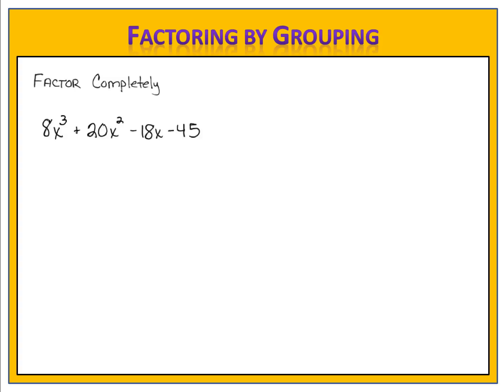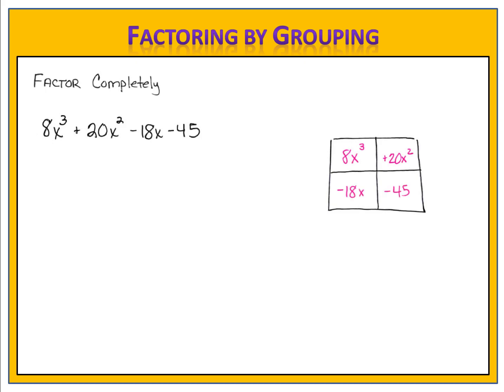Suppose we want to factor the polynomial 8x to the third plus 20x squared minus 18x minus 45. We have a four-term polynomial and we can use factoring by grouping. We begin by drawing the 2x2 grid and writing each of the terms in the grid. Now that we've done that, we look at the top two terms and we factor out the greatest common factor.